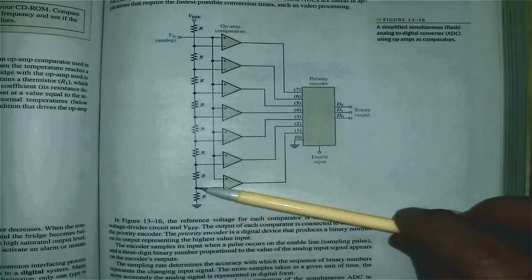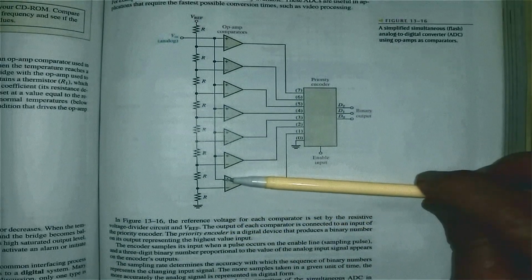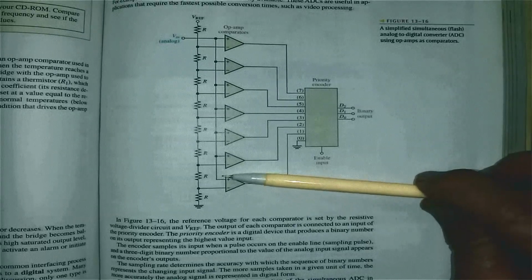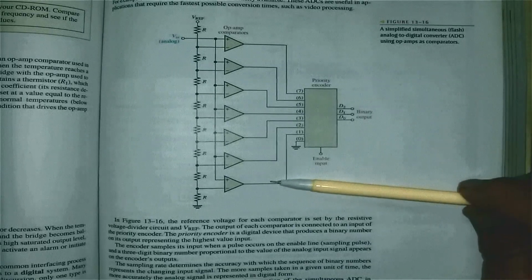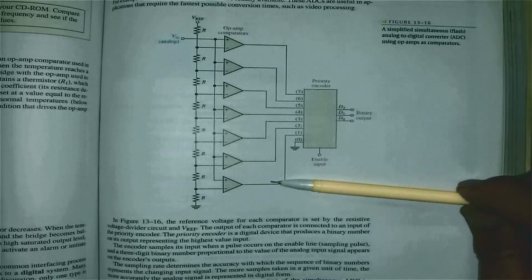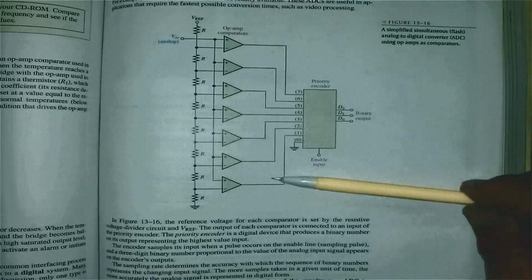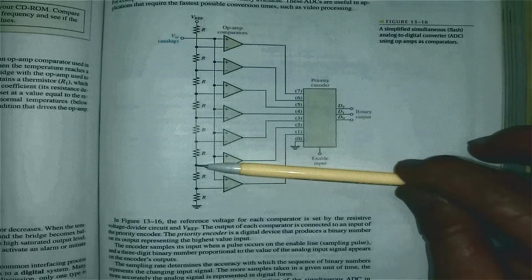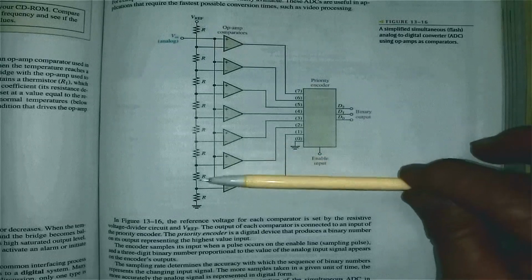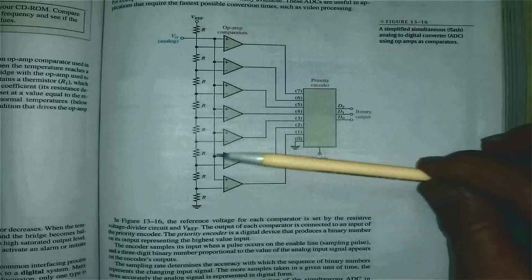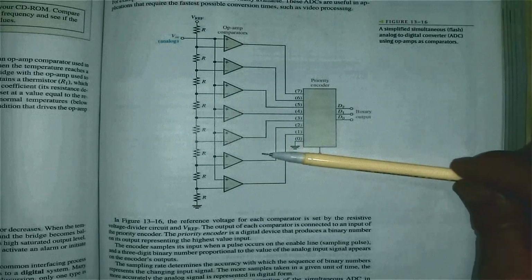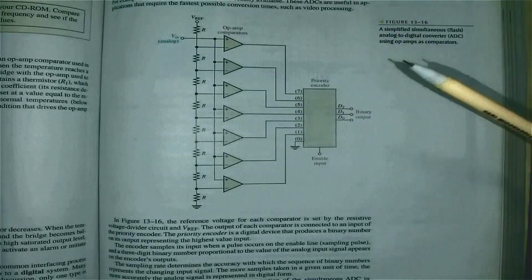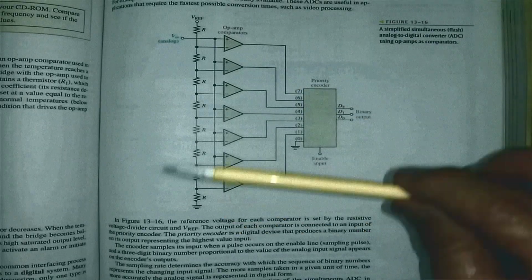That means I have 1 volt there, and I apply 1.2 volts. Now 1.2 volts is more positive than 1 volt. That means the output of this bottom comparator will be a high value. In this case, 1.2 volts is negative with respect to 2 volts. That means there will be a low output on all the others. That's how we determine it.